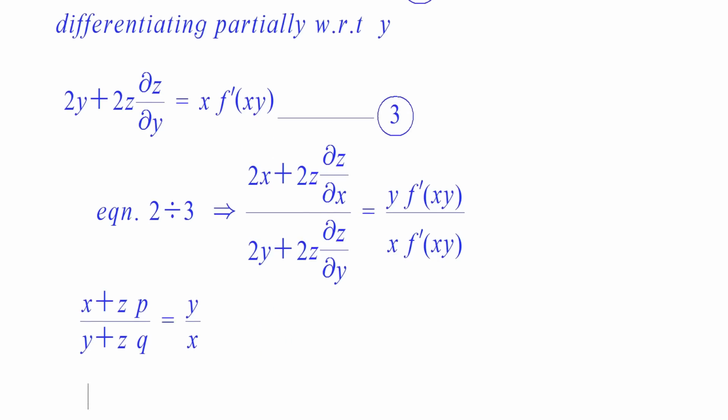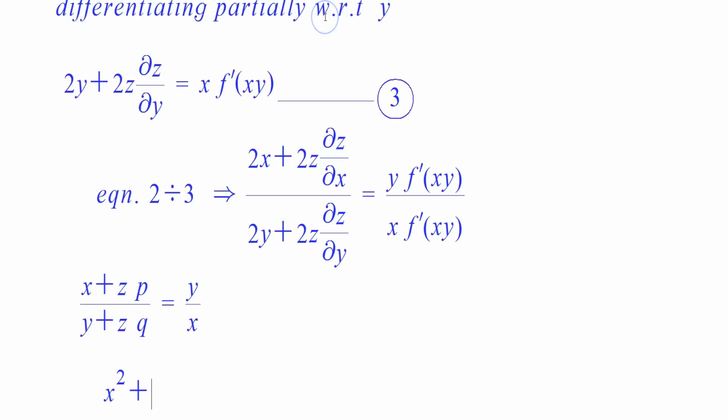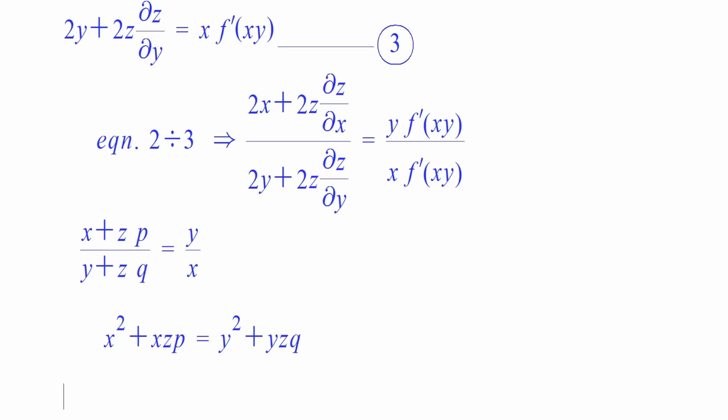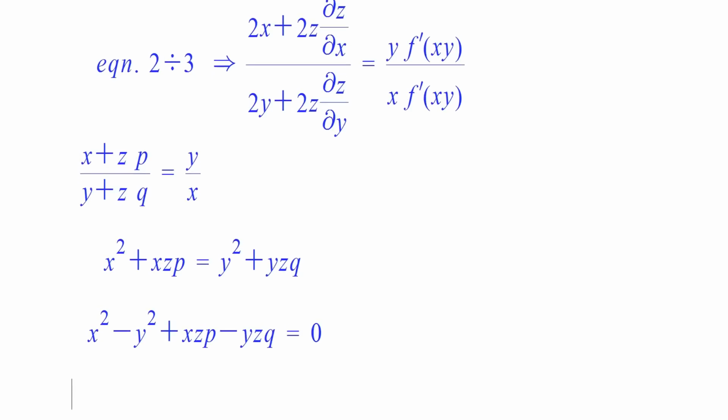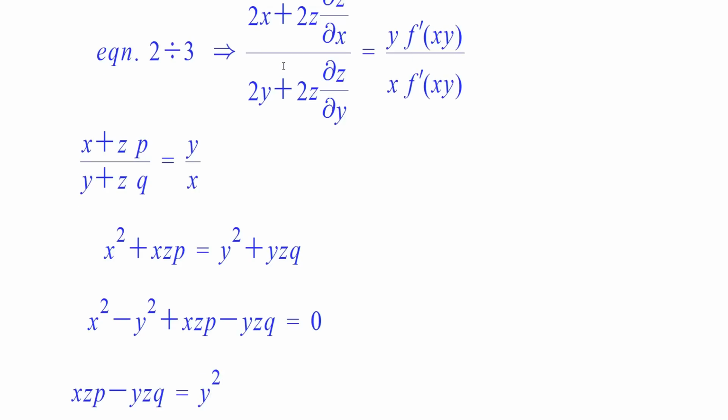After cross multiplying, we get x square plus x z p is equal to y square plus y z q, which can be written in the form x square minus y square plus x z p minus y z q is equal to 0. That is x z p minus y z q is equal to y square minus x square.